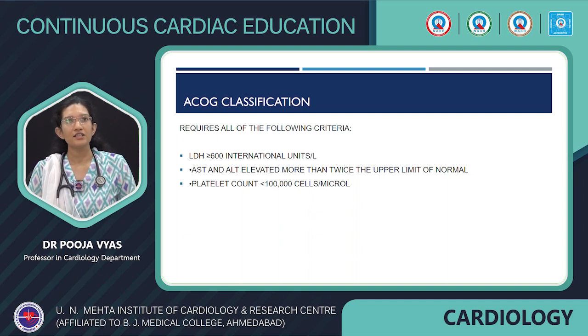One is LDH level more than or equal to 600 international unit per liter. AST and ALT elevated more than twice the upper normal limit, and platelet count less than 1 lakh per microliter.